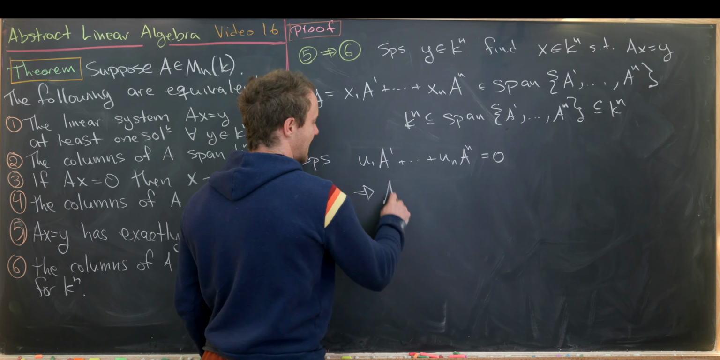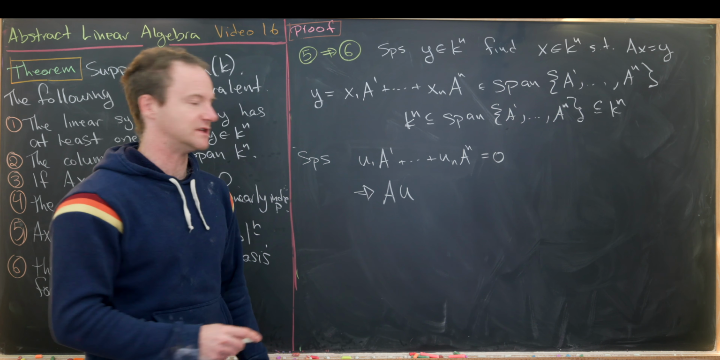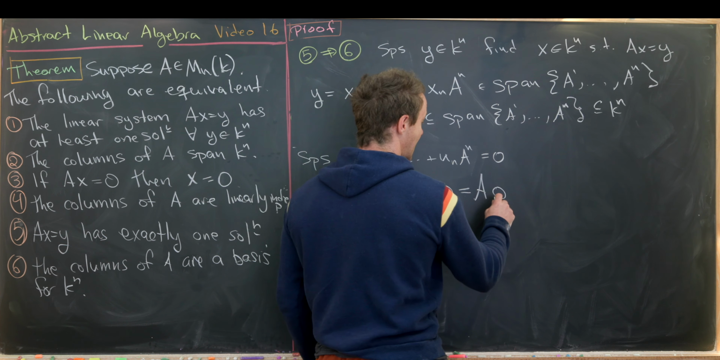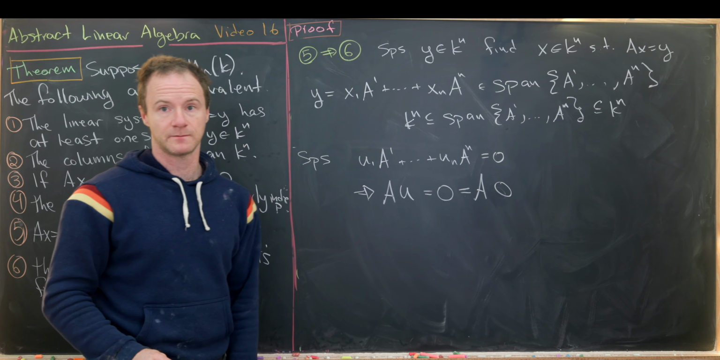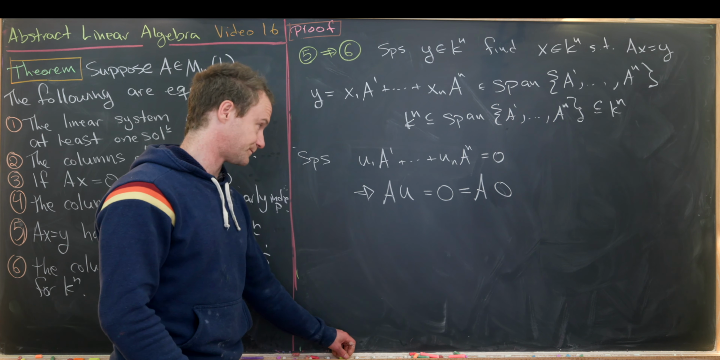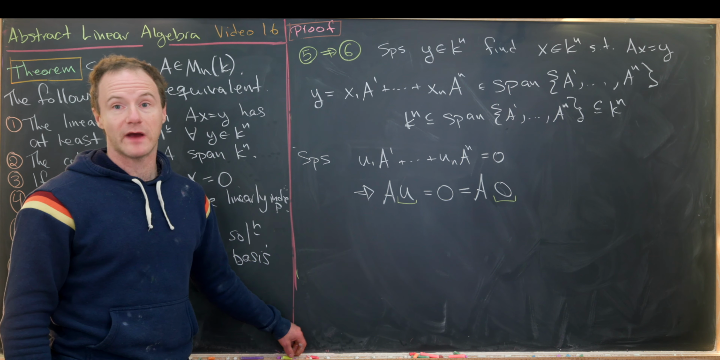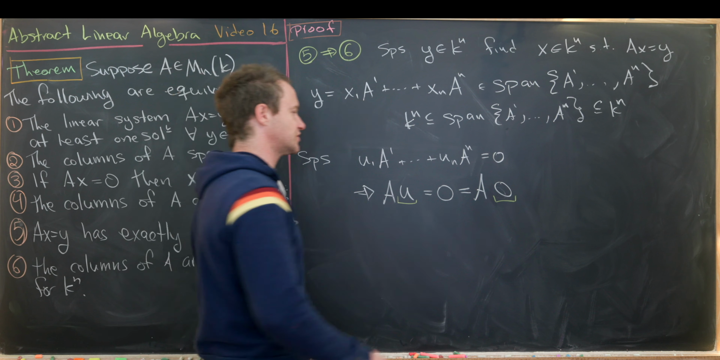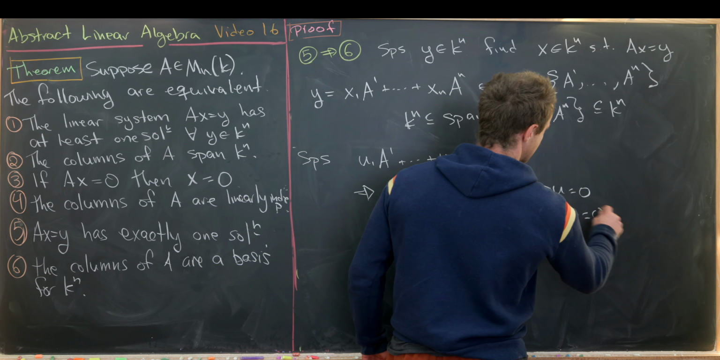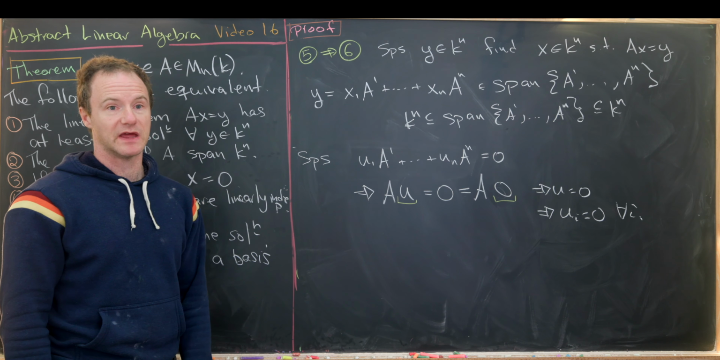Notice this implies that A times the vector u, which is made up of the entries u1 up to un, is equal to the 0 vector. But notice the 0 vector is the same thing as A times the 0 vector. But now let's recall that every equation like this has exactly one solution. But we've exhibited two would-be solutions, u and 0, but the fact that you can only have one solution means that u is equal to 0. But if u is equal to 0, that means ui is equal to 0 for all i, which is exactly what we needed to show for linear independence.